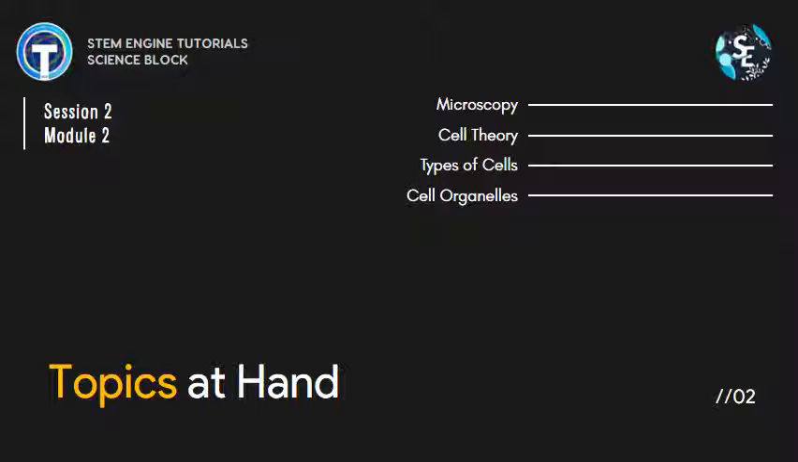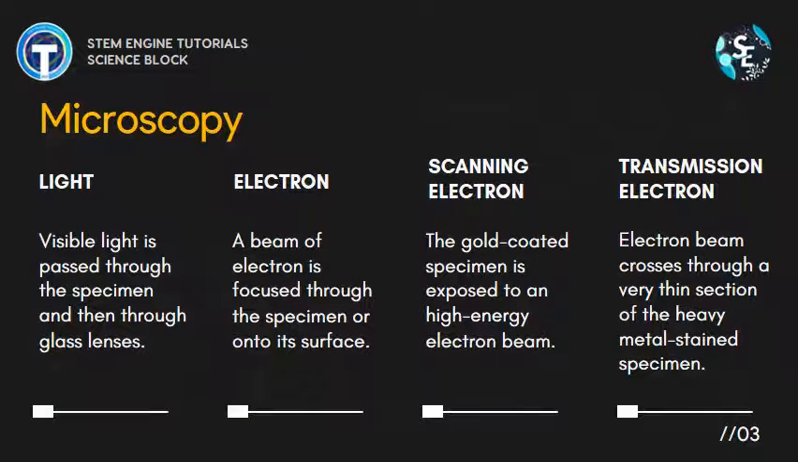So we will talk about microscopy, we will talk about cell theory, the primary types of cells, and the different cell organelles that make up cells of living organisms. So first, let us talk about microscopy.